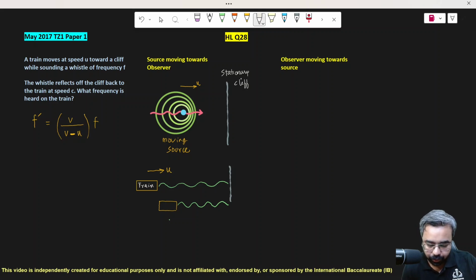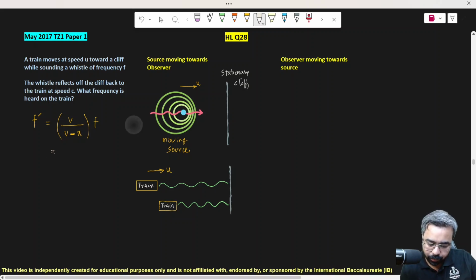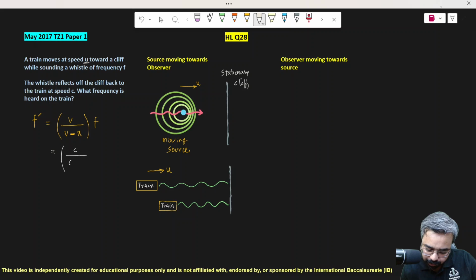Now we will write the values according to our question. The train speed is u, and the speed of the sound is c. So f prime equals c divided by c minus u, into the frequency f. This f is the original frequency of the sound that is produced by the train, and f prime is the frequency that is received by the cliff.